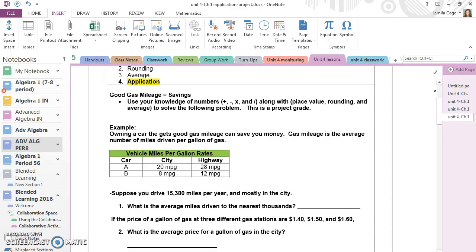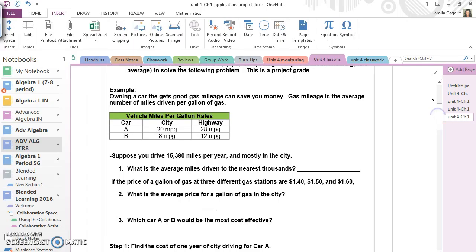In this example, gas mileage is the average number of miles driven per gallon of gas. So if we take a look at our chart here, we have two cars, car A and car B. Car A gets 20 miles per gallon in the city and 28 miles per gallon on the highway. Car B gets 8 miles per gallon city and 12 miles per gallon highway. So it says suppose you drive 15,380 miles per year and mostly in the city.